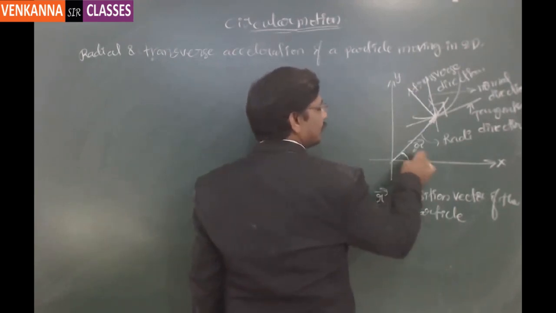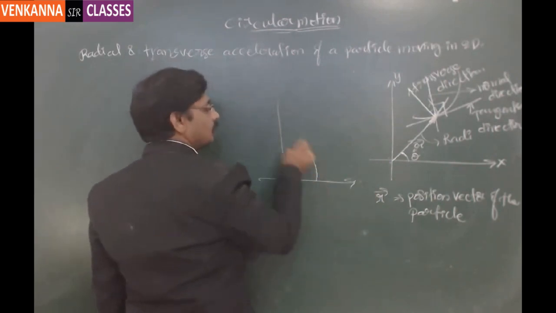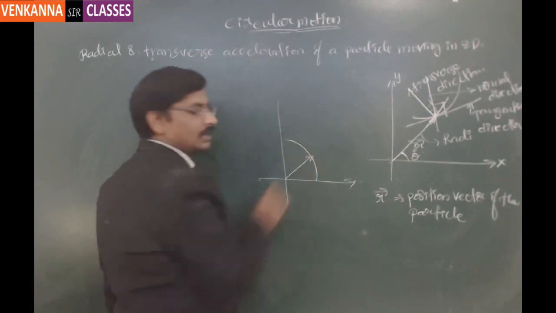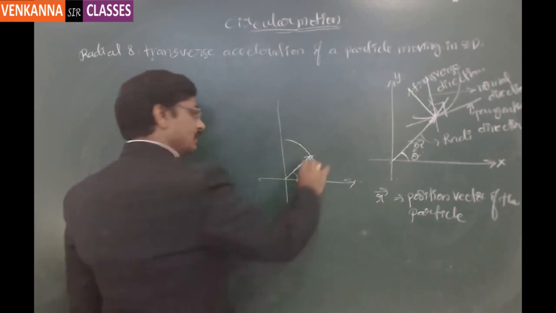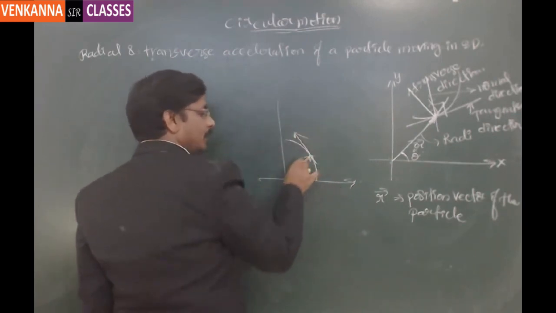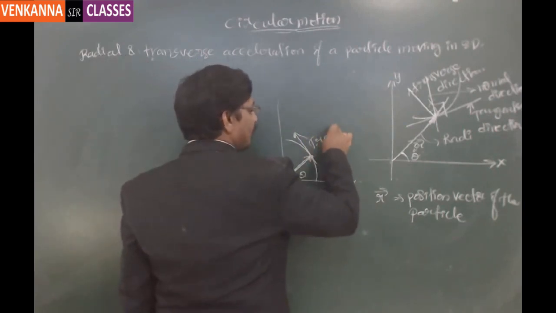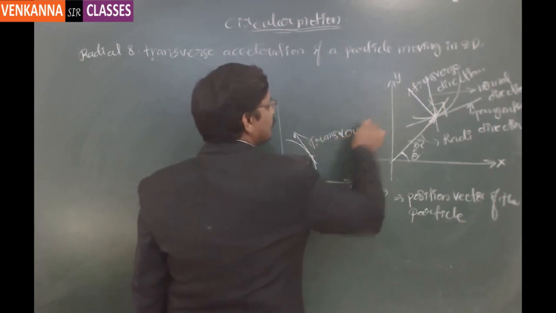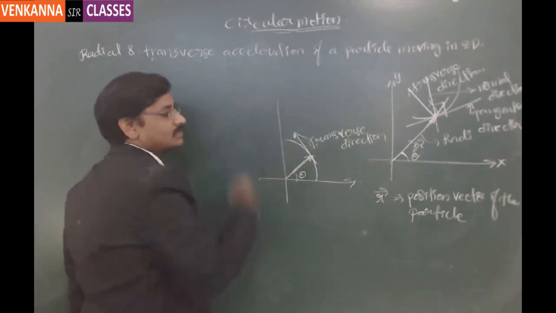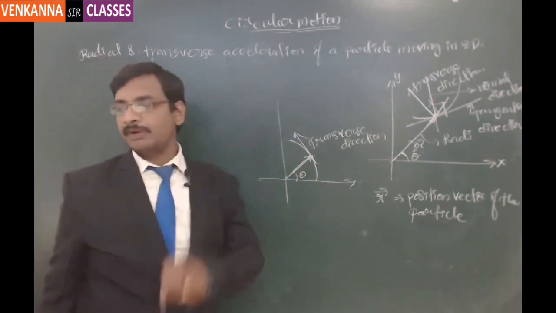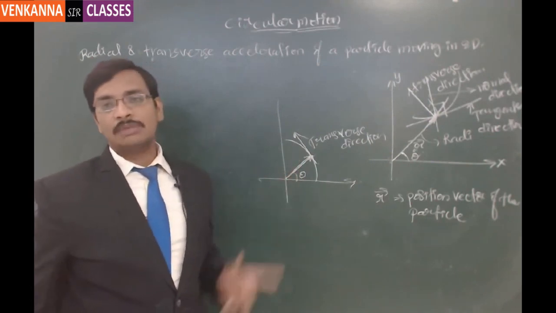Suppose this is the angle theta. In the polar coordinate system, suppose a particle is moving in a circular fashion like this, and this is the radial, and this is the theta. If you treat this as the radial direction, the perpendicular drawn to the radial direction we call the transverse direction. And the transverse direction is nothing but the theta direction. So the increasing direction of theta is called the transverse direction, which is always perpendicular to the radial direction. But the tangential direction is different and the normal direction is different.